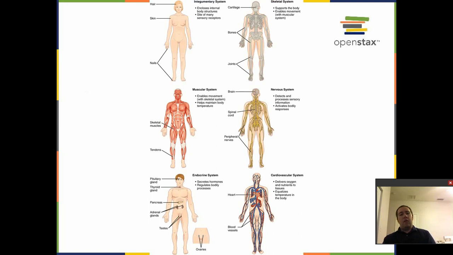So we have 12 organ systems. Some textbooks will say there are 12. Some will say there are 11. Now that seems like a very big controversy, but it's really not. We'll see why on the next slide. Our textbook says there is 12.